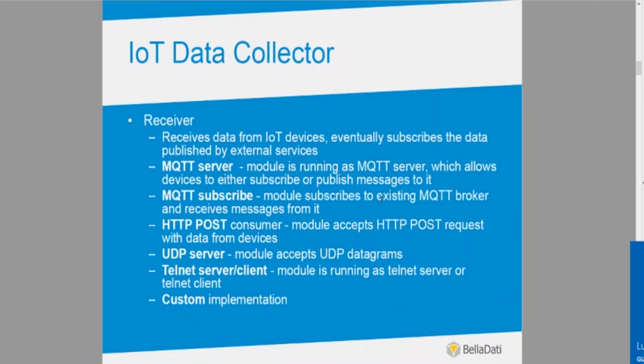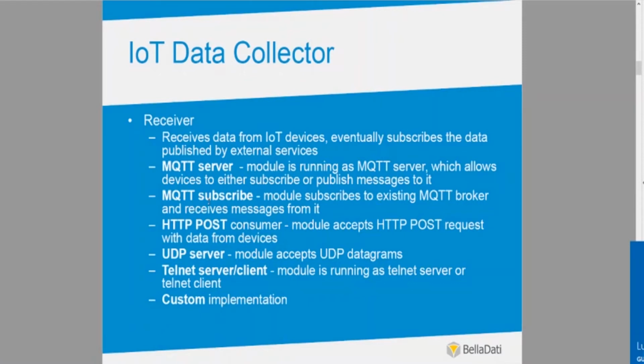Then there are two modules, receiver and sender, which are responsible for communicating with the outer world. The receiver is the first point of contact, let's say, for the IoT devices, and it receives data from the IoT devices, or it subscribes to the data published by external devices. It can operate in various modes. Among the most popular modes is the MQTT server. In this case, the receiver is running as an MQTT server, which allows devices to either subscribe to the topics published by this server or to publish messages to this server.